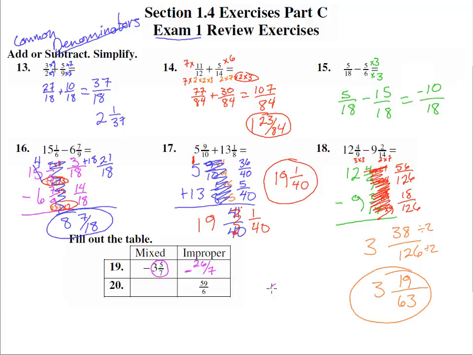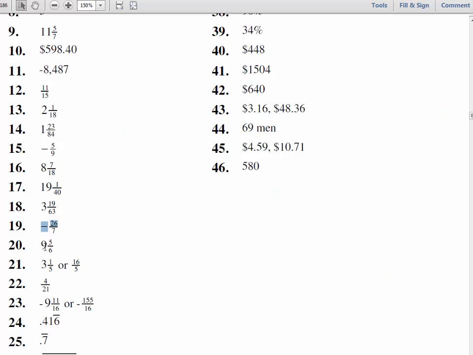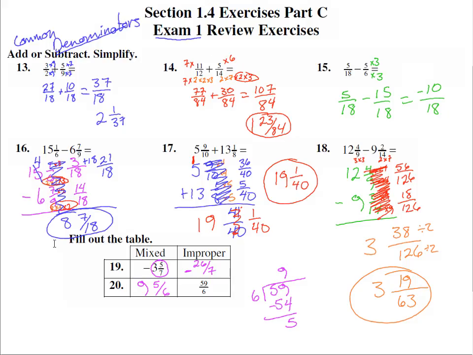And number 20. 59/6. Remember, we're going to do 59 divided by 6. 6 goes into 59 9 times. 9 times 6 is 54. When we subtract that, we get 5. So this is going to be 9 whole and 5/6 left over. And the way you would reverse this is 6 times 9 gets you your 54 back, plus 5 would give you 59. But let's double check that. 9 and 5/6, correct. Good.